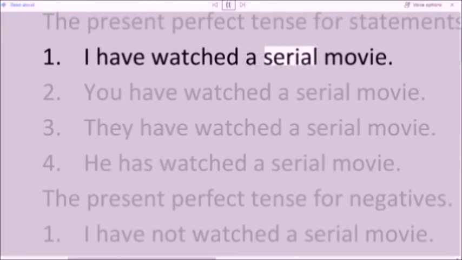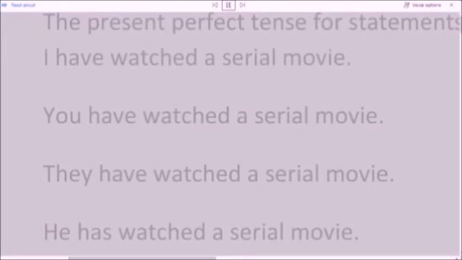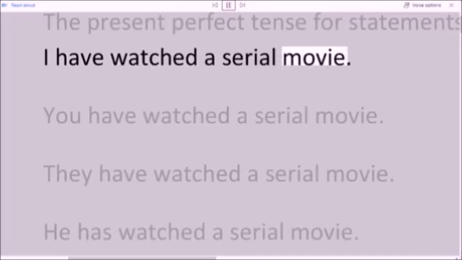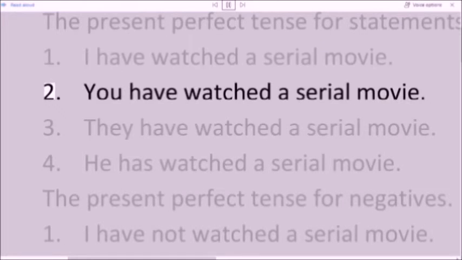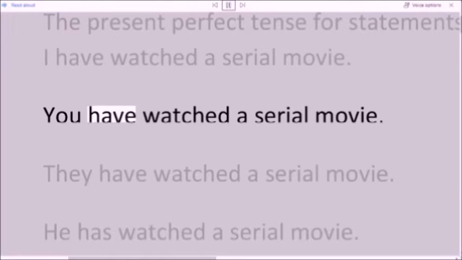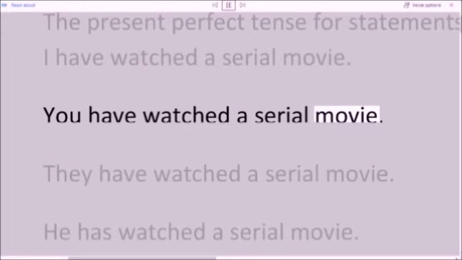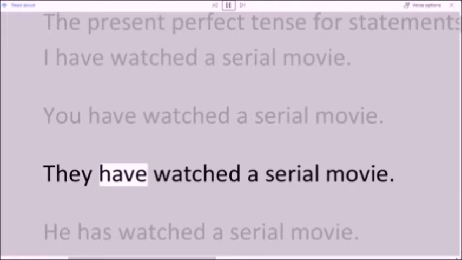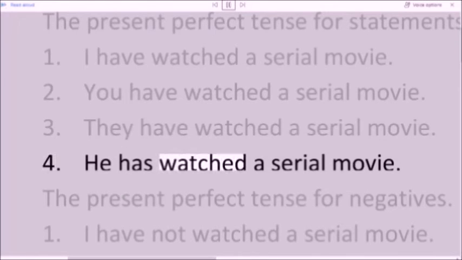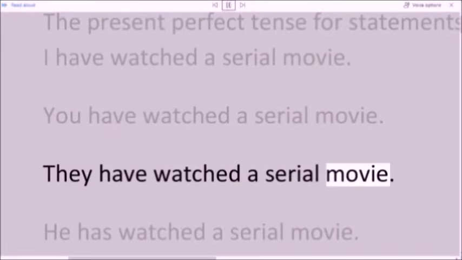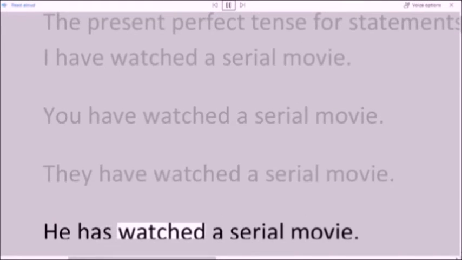1. I have watched a serial movie. 2. You have watched a serial movie. 3. They have watched a serial movie. 4. He has watched a serial movie.